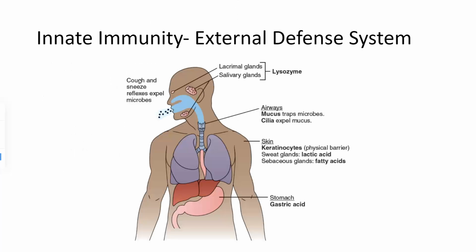So here's that external defense system. You can see cough and sneeze reflexes expel microbes from the body. Lacrimal glands are your tear glands, and salivary glands make saliva. Those contain lysozyme, which has antibacterial properties, in your tears and saliva. Then the airways, and back to the saliva and the lysozymes.